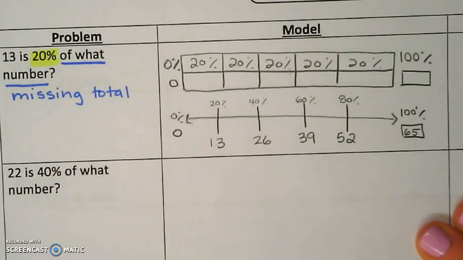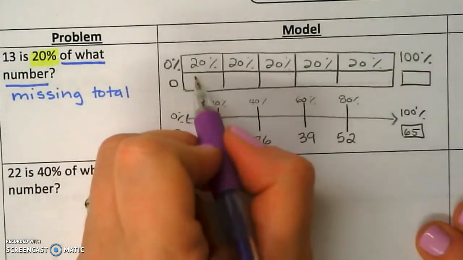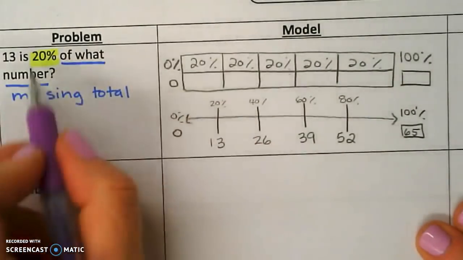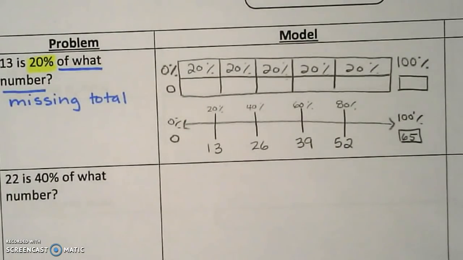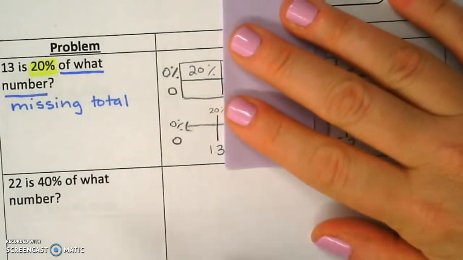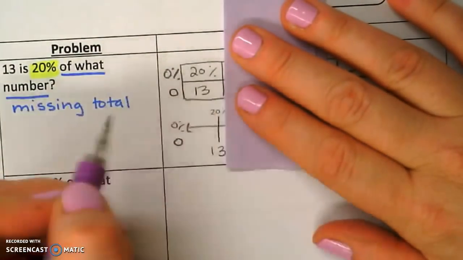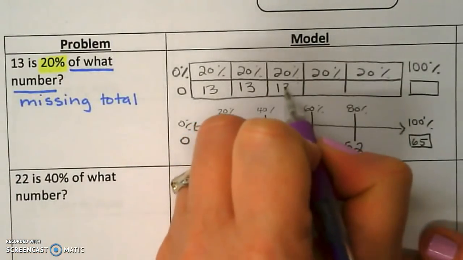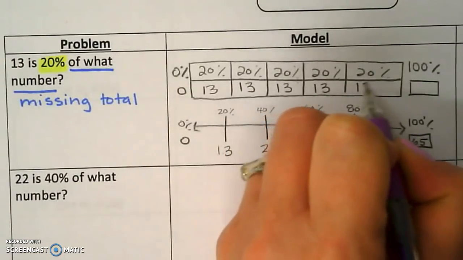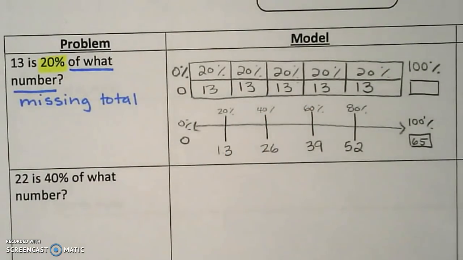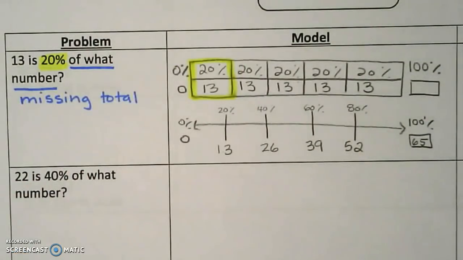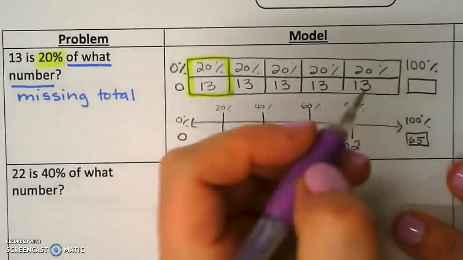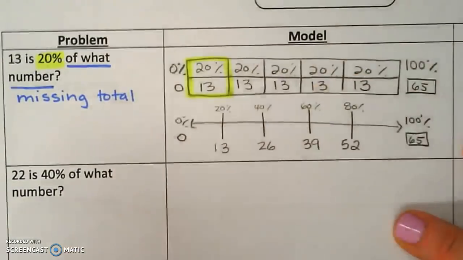There's my whole. We should get the same answer even if we go here, because it tells me that 13 is 20% of this. So that means this little piece right here, that's 13. And every single 20% piece is 13. So here we had 5 13s. We knew what this 20% piece was, and we used that information to build the rest of the model. And when we solve it that way, we still get 65.